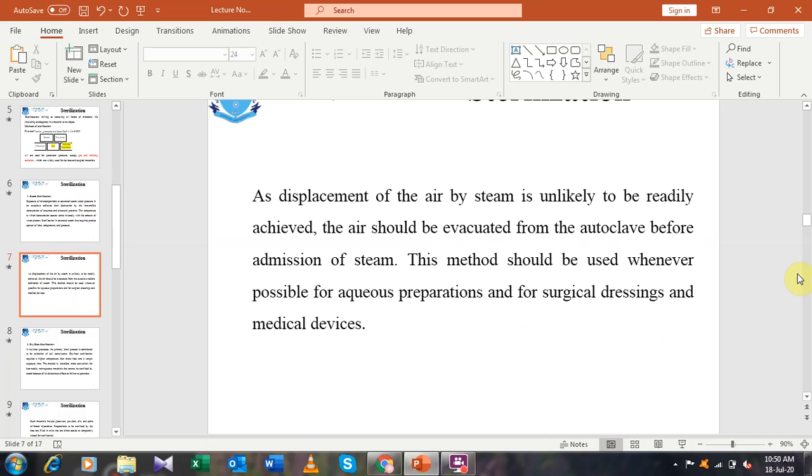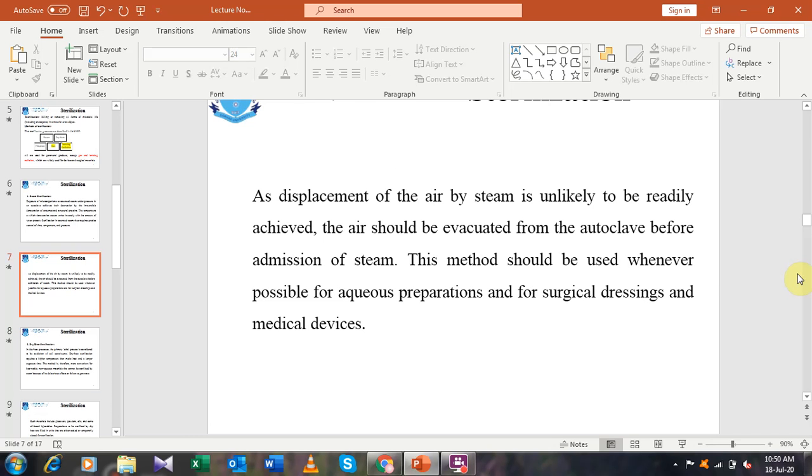As displacement of air by steam is unlikely to be widely achieved, the air should be evacuated from the autoclave before admission of steam. Air should be removed in order to achieve sterilization precisely and accurately during the process. This method should be used whenever possible for liquid preparations, surgical dressings and medical devices. The displacement of air by steam should be done so that sterilization is readily achieved.